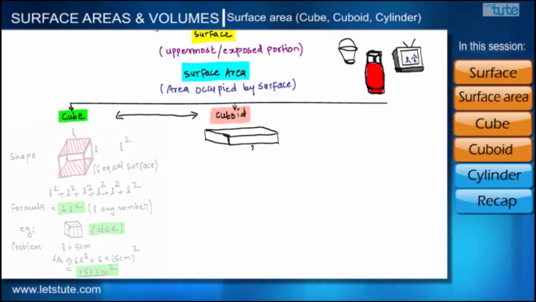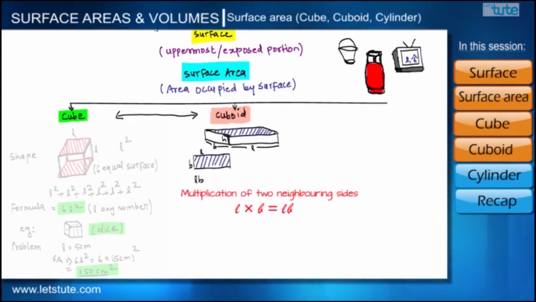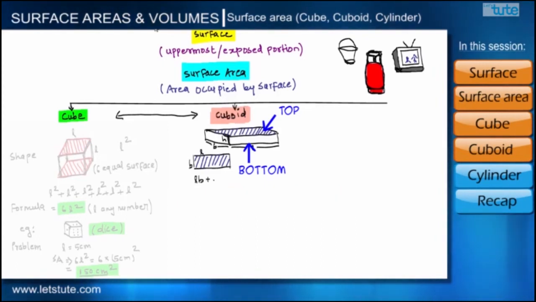Suppose the length of this cuboid is L, breadth B, and height H. Let us find the surface area of the top surface. We can see our top surface looks something like this. This shape is rectangular, having 2 sides L and B, and as we all know, the area of a rectangle with sides L and B is L into B. Since I have 2 such surfaces, top surface and bottom surface, I would add 1 LB more.